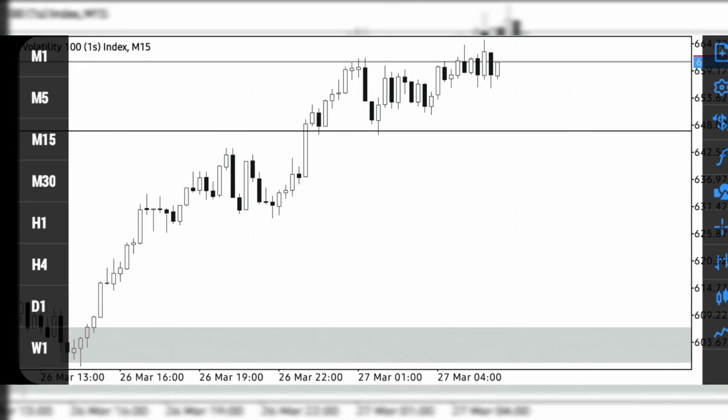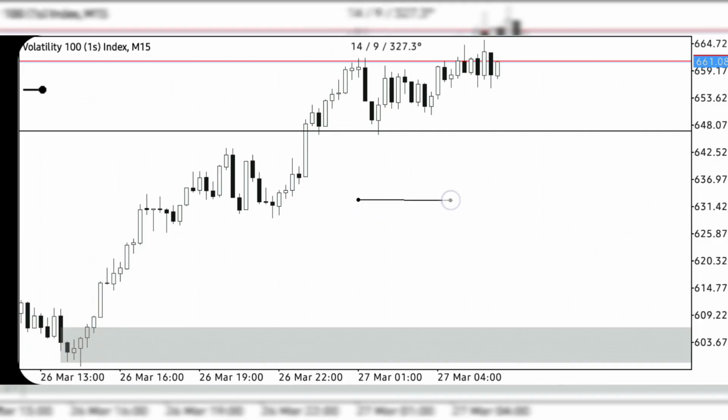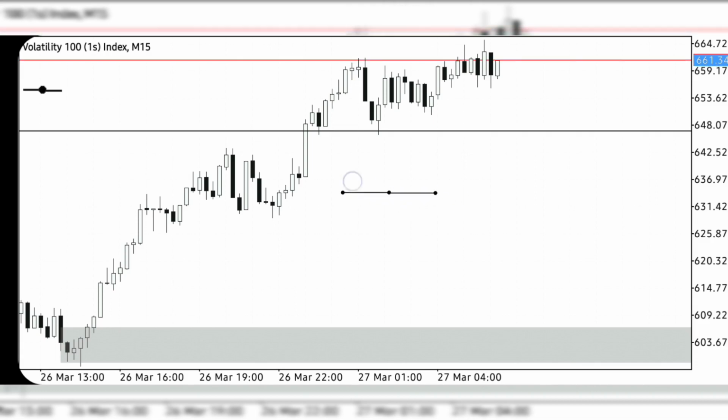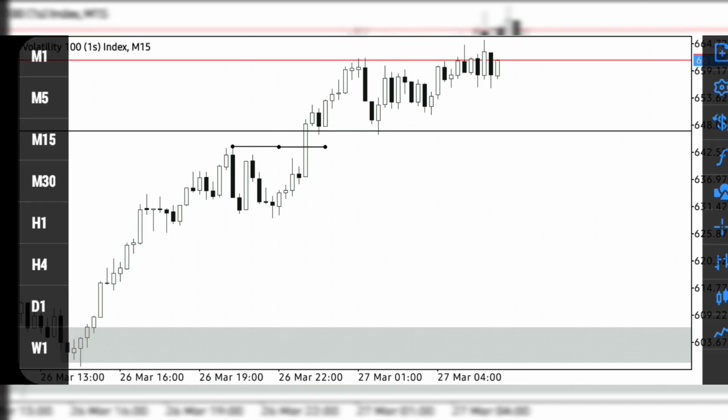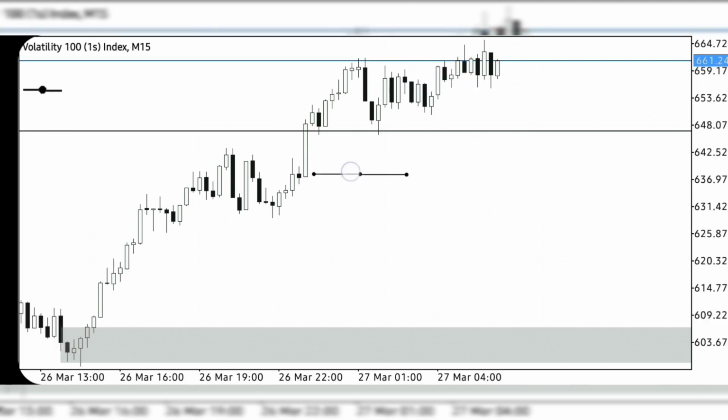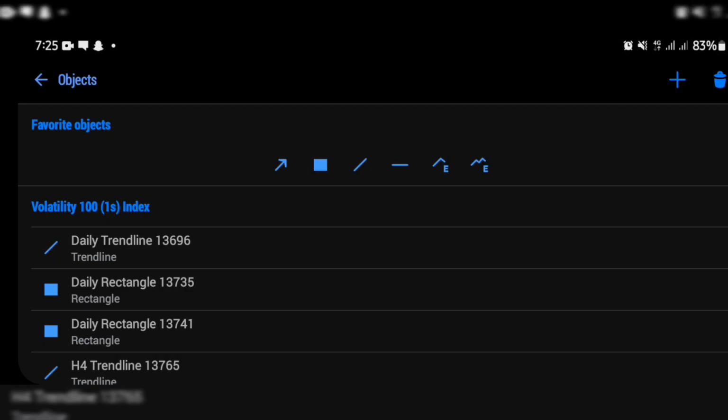So another demand zone I'm going to be marking is this. I had a break of structure to the upside here. Market did not come back. This is a break of structure to the upside. Market did not come back into this area. Instead, the market was giving range structure. So the next thing I'm going to be marking out is my demand zone that is here.